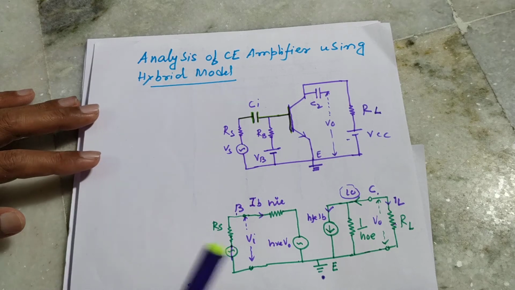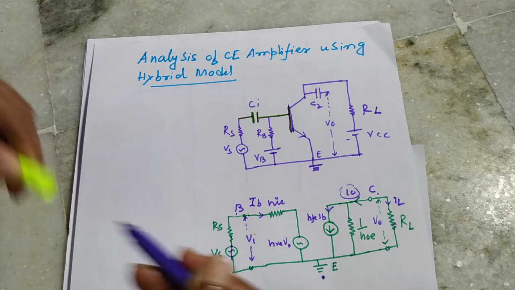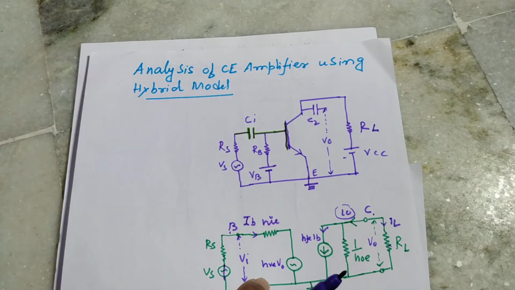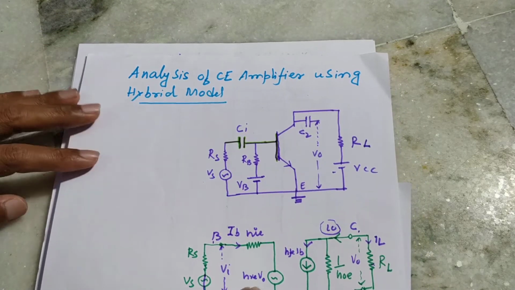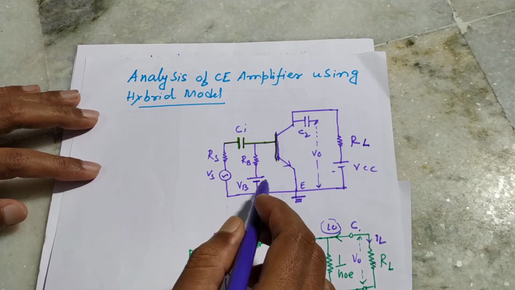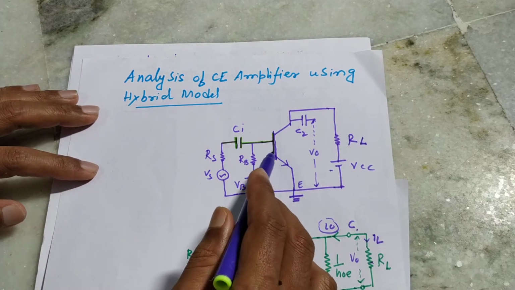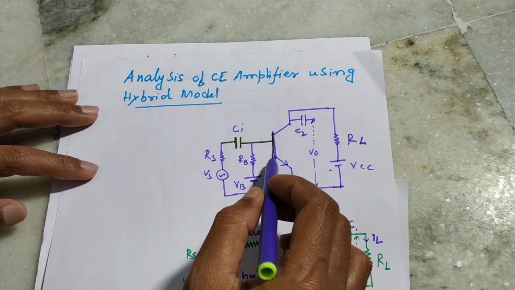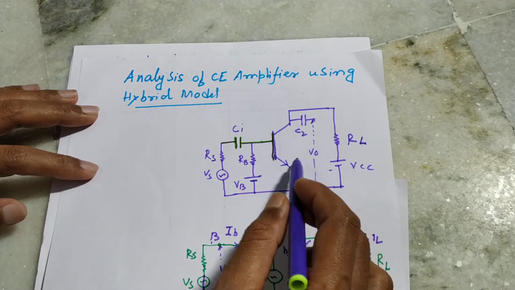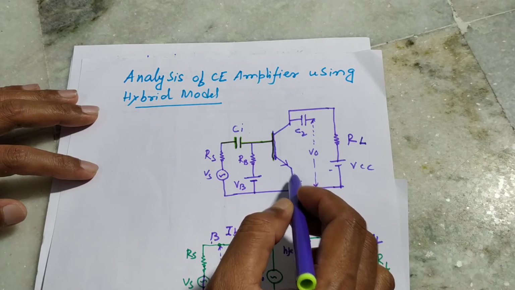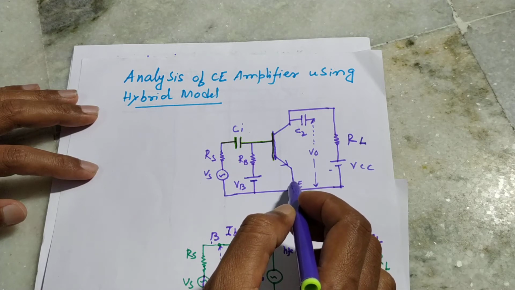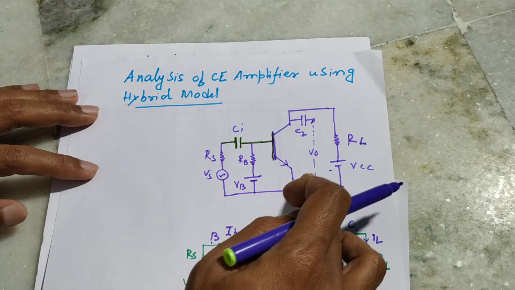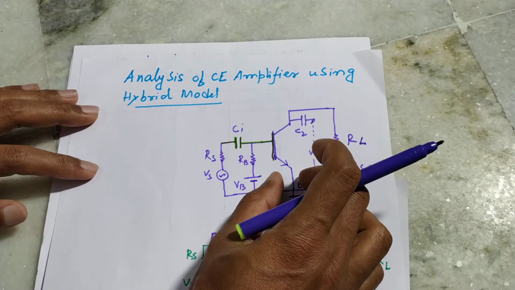Good morning everybody. In this class we are going to discuss the analysis of a transistor amplifier using the hybrid parameter model. Okay, so let's see the circuit diagram. It is a transistor amplifier circuit, and the transistor is connected in the common emitter configuration because the emitter terminal of the transistor is common to both the input and output load. So this is the common emitter configuration. So this is the CE amplifier.